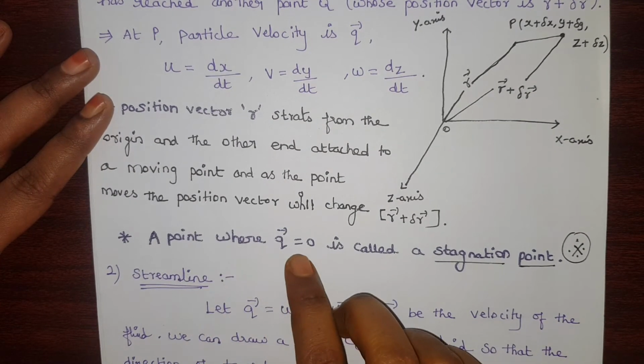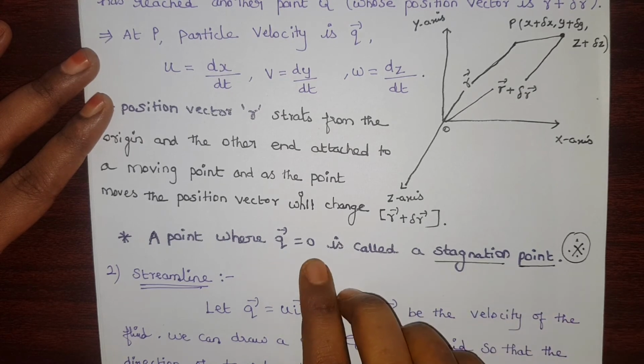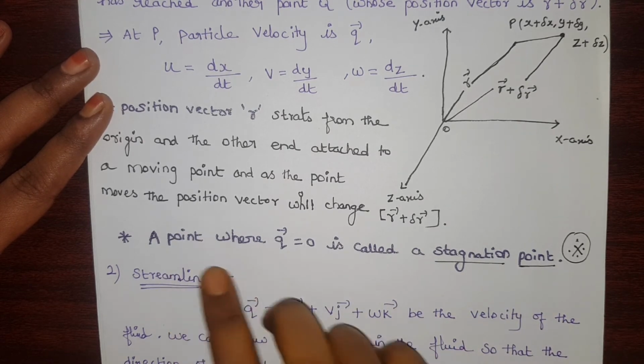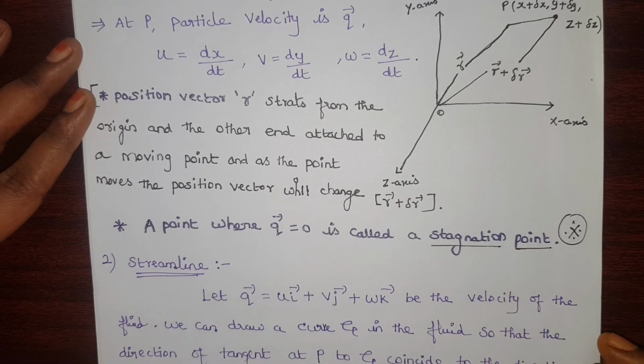A point where q vector equal to 0 is called a stagnation point. If the velocity is 0 at a point, that point is called a stagnation point. This is an important one.